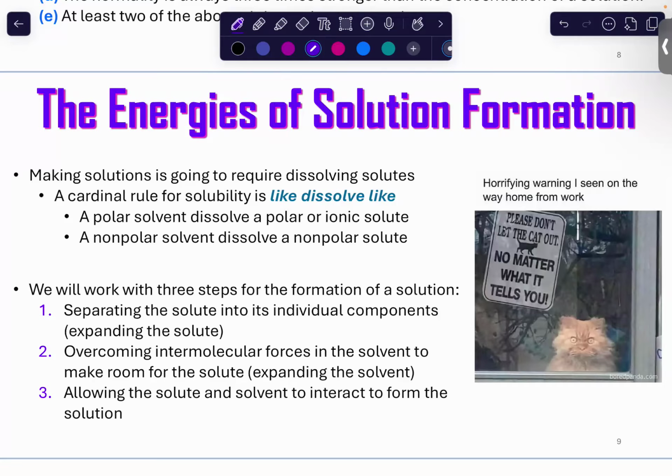Basically, you're looking at whether there is an overall charge. And so my polar solvents will take apart ionics and polar solutes. And so then we're going to want to mix nonpolars with nonpolars.